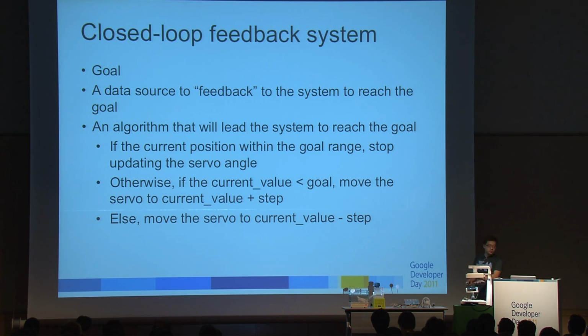The system I built is basically a simple closed-loop feedback system. What that means is you always have a goal you want to achieve, and you need external data feedback to the system to reach that goal. And of course, you need to design your algorithm to lead the system to reach that particular goal. I have the pseudocode here. This is the algorithm I use to control the motor in my demo.